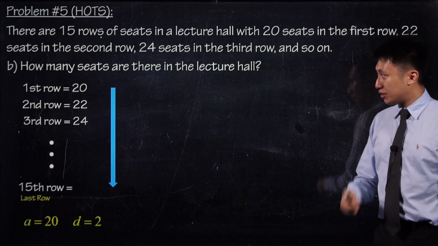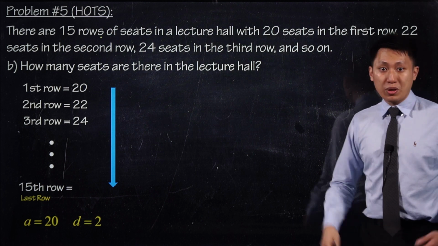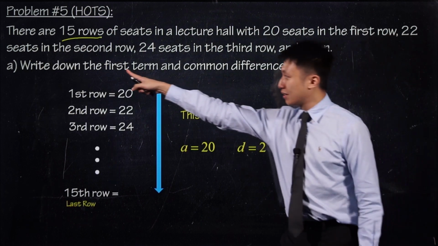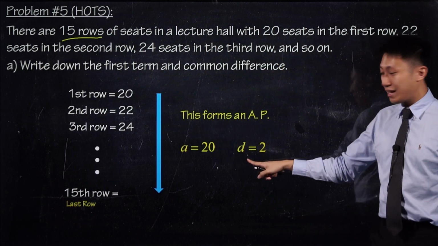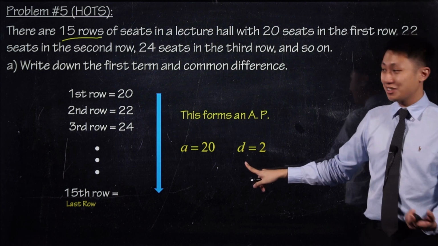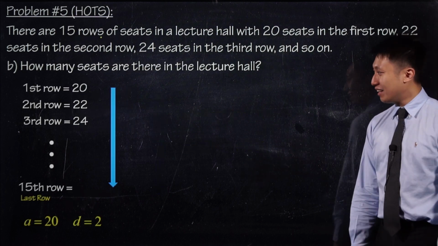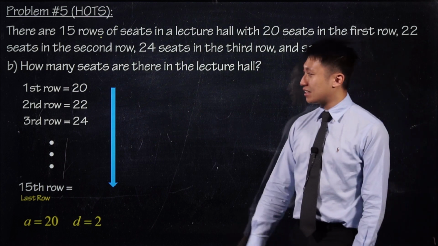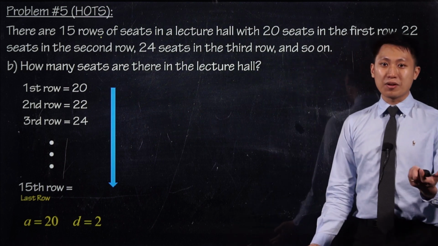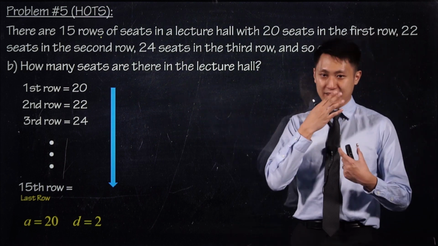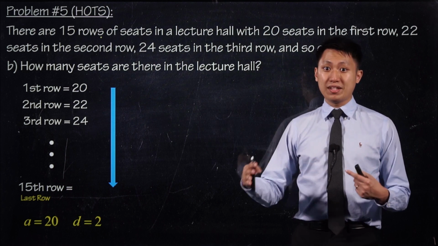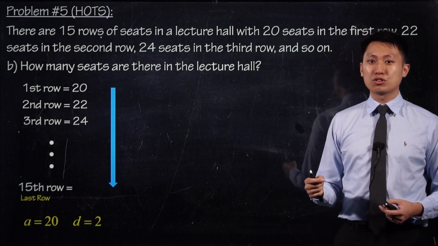So we are done for question 1, because we only needed the first term and the common difference. In case you don't know, it's very simple. Next: how many seats are there in the hall? Now let me ask you, how many rows are there in this hall? 15, right? So 15 is the last row.